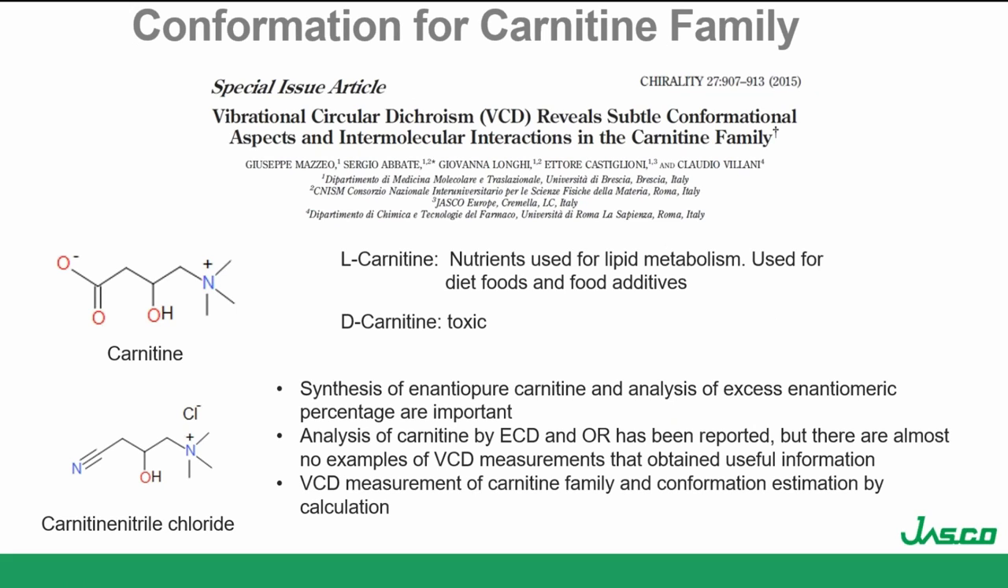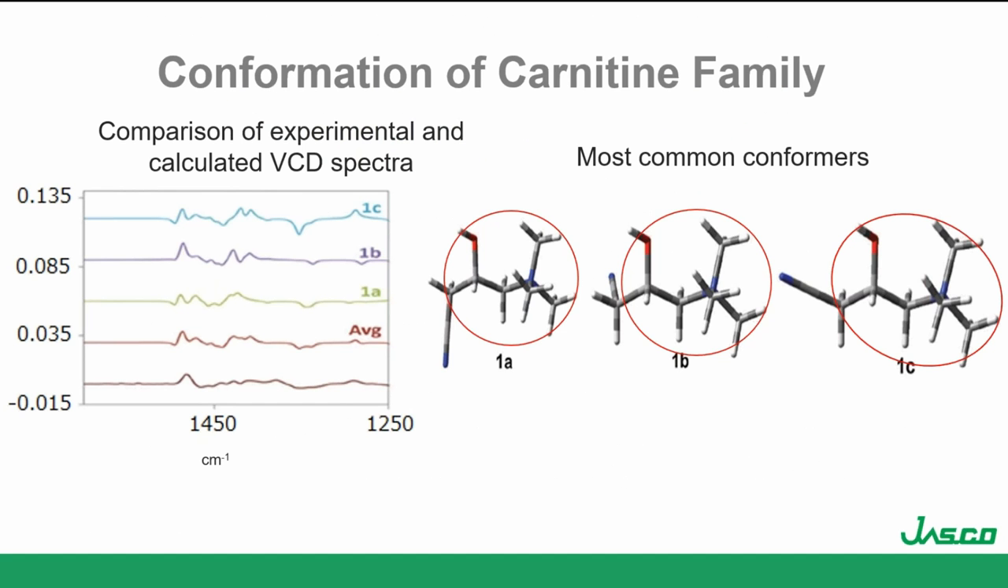This is the last application. In this work, the conformation of the carnitine family was studied, and very important is that L-carnitine is used as a food additive in the food industry, but D-carnitine is toxic. So the synthesis of enantiopure carnitine and the analysis of the enantiomeric excess percentage is very important, because they want to determine the exact conformation. What they did is very similar to the procedure that I showed before, where the molecular structure was identified, the VCD spectrum was calculated, and then the VCD spectrum was measured and compared between the experimental and calculated spectra.